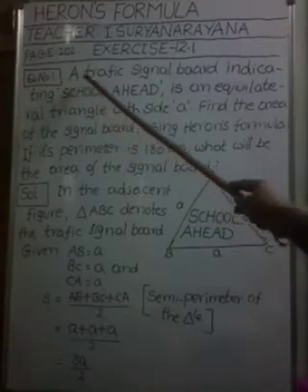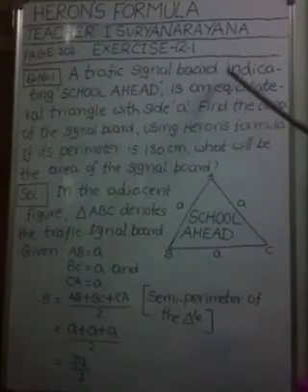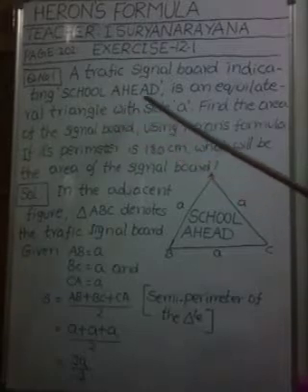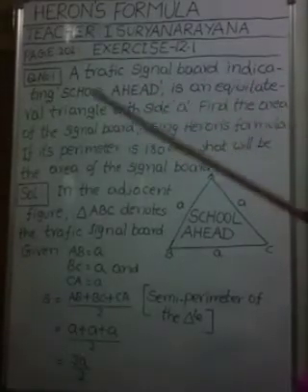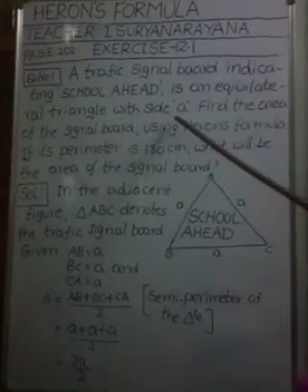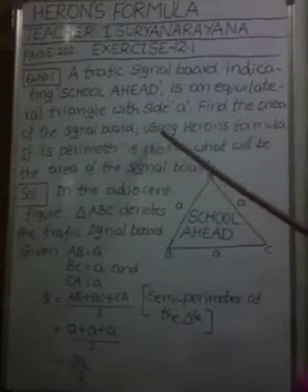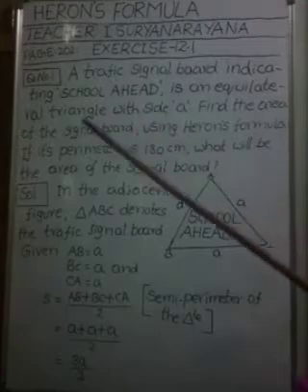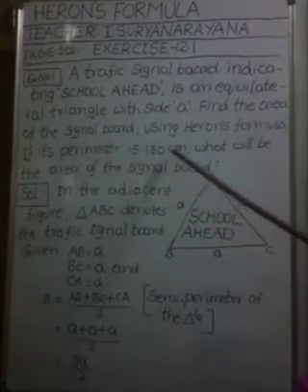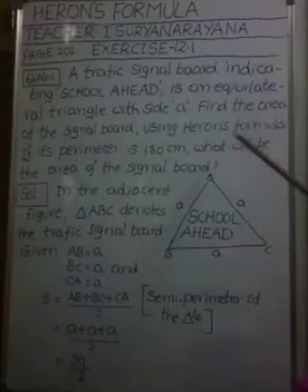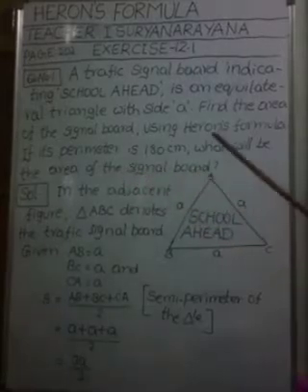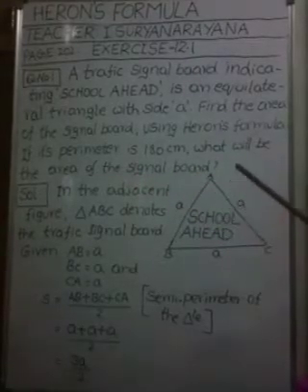Question number 1. A traffic signal board indicating school ahead is an equilateral triangle with side a. Find the area of the signal board using Heron's formula. If its perimeter is 180 centimeters, what will be the area of the signal board? Understood this question, my children?